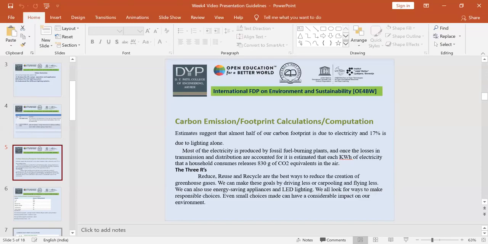To reduce the carbon emission footprint, there is the 3R technique. Reduce, reuse, and recycle are the best ways to reduce the creation of greenhouse gases. We can meet these goals by driving less or carpooling and flying less. We can also use energy saving appliances and LED lighting. We all look for ways to make responsible choices. Even small choices can have a considerable impact on our environment.